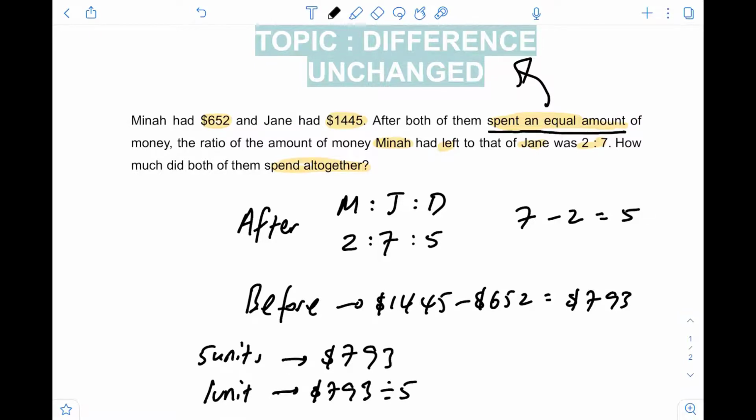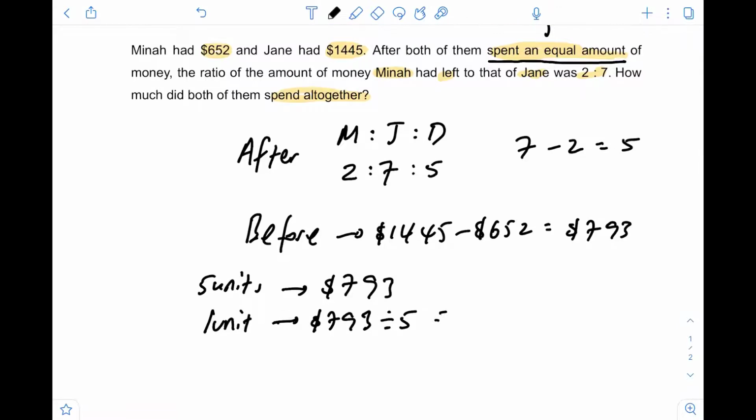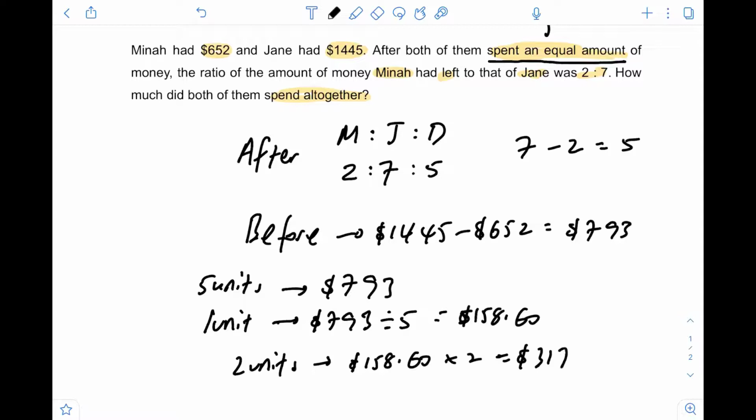793 divided by 5. So that would be 158.60, and Mina had 2 units of money in the end. So that would be 317.2. Okay, so Mina, you see, from this amount it became this amount.